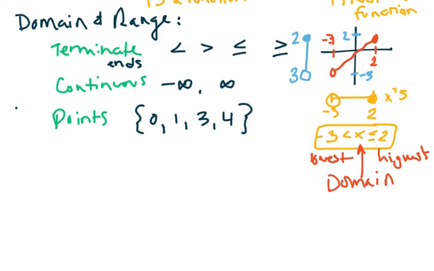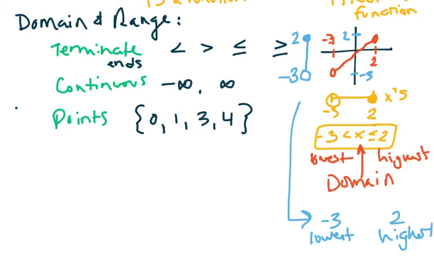And so when we write our range, again, we're going to do lowest to highest. And so lowest is -3, and highest is 2. And we're talking about all of the values that are y between them. And the fact that this wasn't included here, so it's going to be just a less than, and that it was included here, so it's going to be less than or equal to. And that's your range.